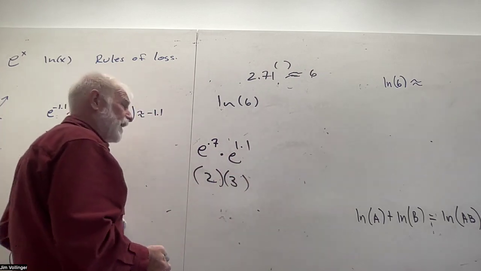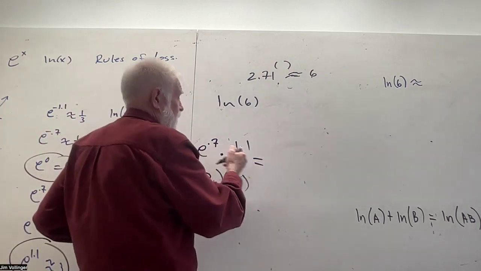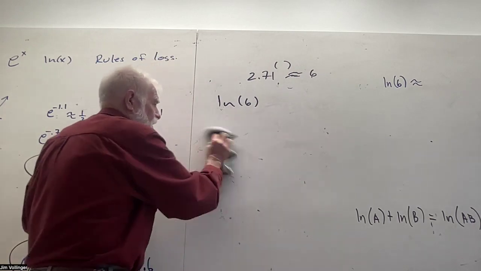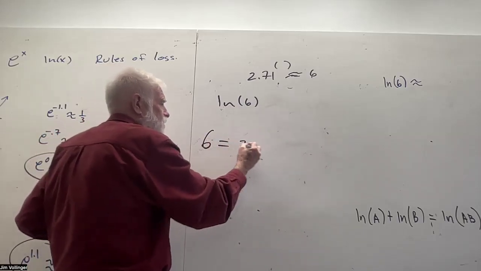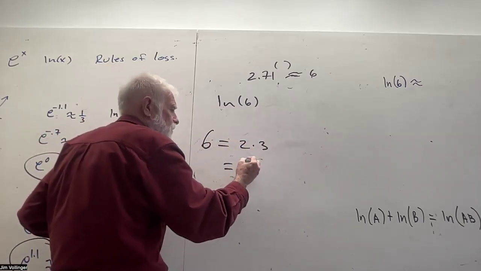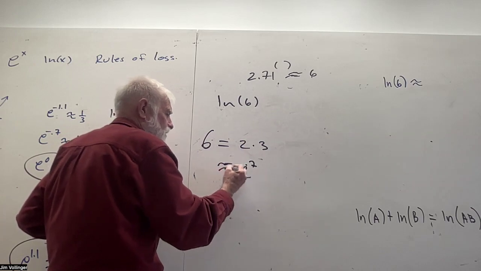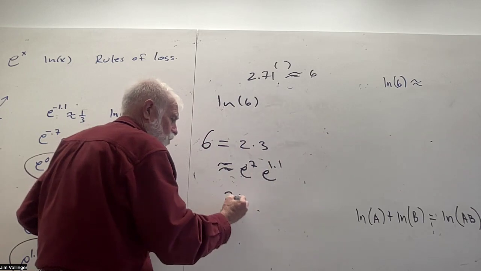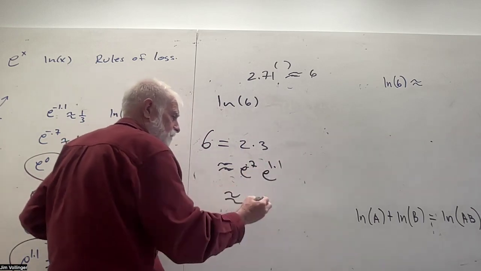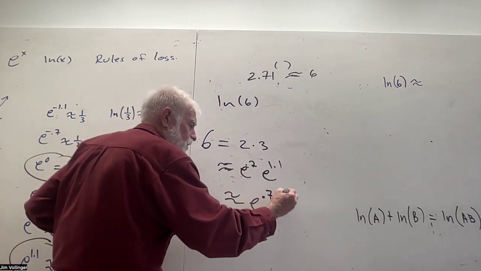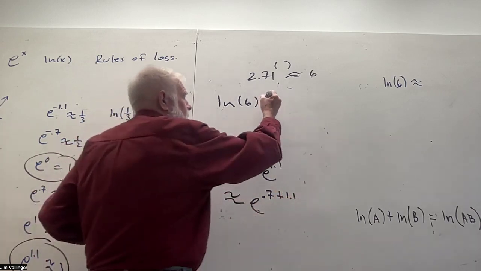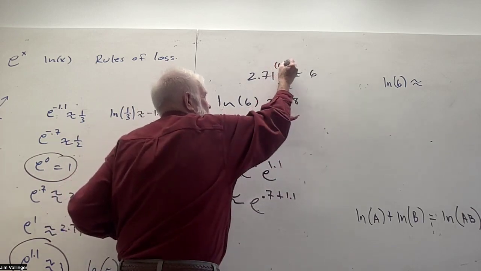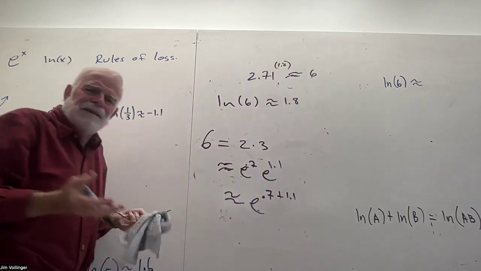And so therefore, what exponent? I think you can see it. You've got 0.7, 1.1. So let me spell it out more clearly. 6 is equal to 2 times 3, which is approximately e to the 0.7 times e to the 1.1, which by rules of exponents is 0.7 plus 1.1, and that gets us approximately 1.8. All right, so approximately 2.7 to the 1.8, and it just gets us a feel.